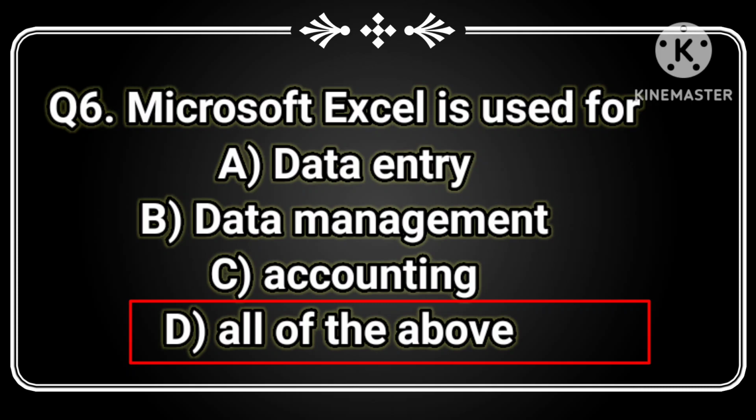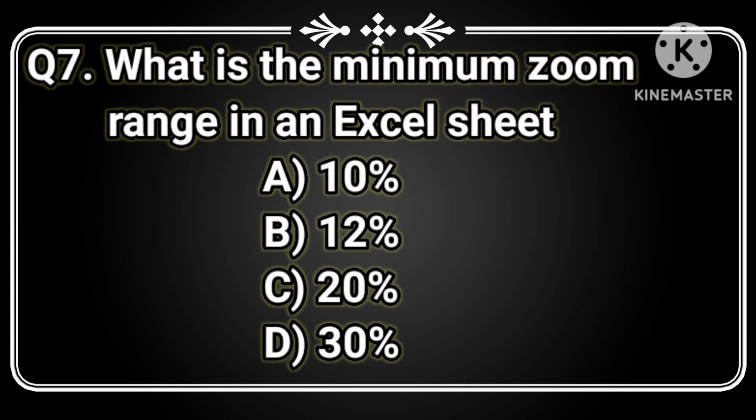Question 7. What is the minimum zoom range in an Excel sheet? A. 10%, B. 12%, C. 20%, D. 30%. Right option is option A, 10%.